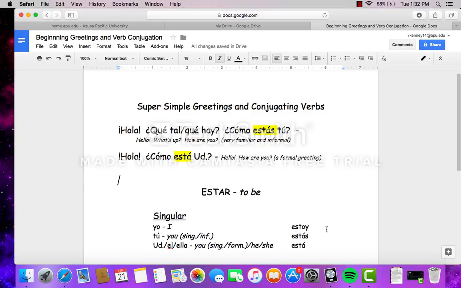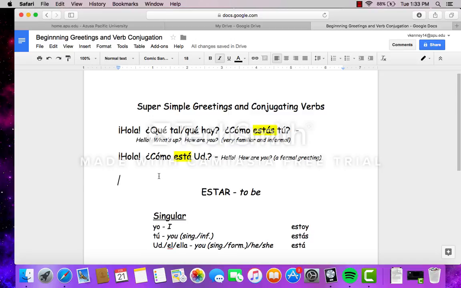Yo estoy. Here I see tú. That's the pronoun I have written up here, right? Tú. How are you? In the familiar, tú means you. In the singular, informal. Here I conjugate my infinitive estar into estás. Here I have it highlighted here, estás.